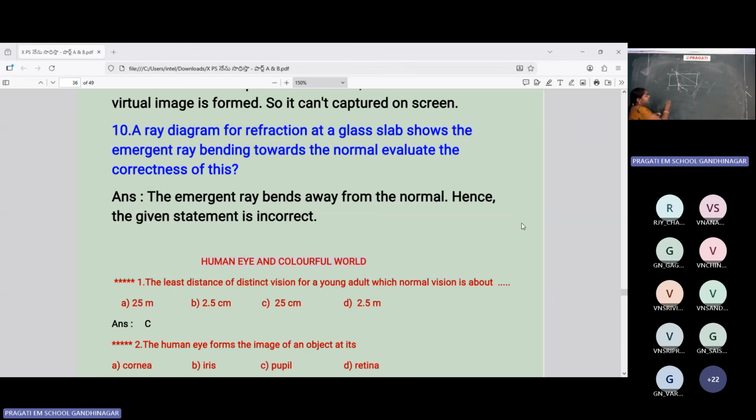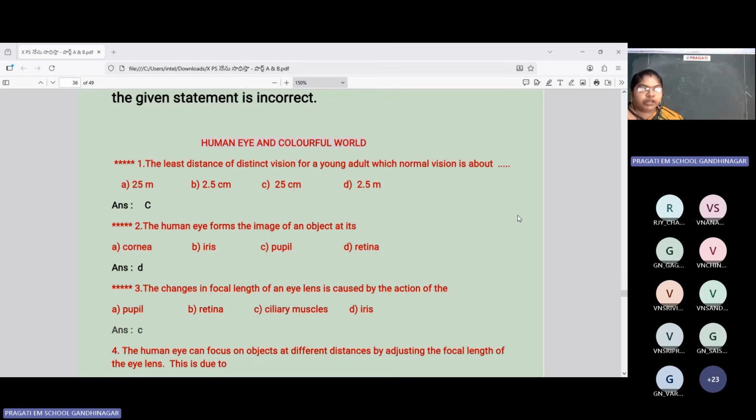Here the light ray is entering from the glass slab into the air, means from denser medium to rarer medium. So it bends away from the normal. When the light ray enters from rarer medium to denser medium, it bends towards the normal. And when the light ray enters from denser medium to rarer medium, it bends away from the normal. If the two media have the same refractive index, then the light ray does not refract. That is also important. Remember.